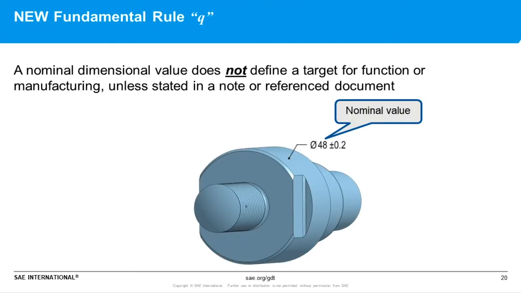A new rule is Fundamental Rule Q. So this rule tells us that nominal dimensional values do not define a target for either function or manufacturing purposes, unless you state otherwise either in a note or in a reference document. So that diameter 48 is just there for identification purposes only. It does not convey a target for manufacturing, like SPC, or for function. Okay.